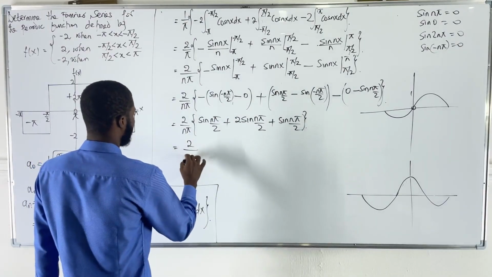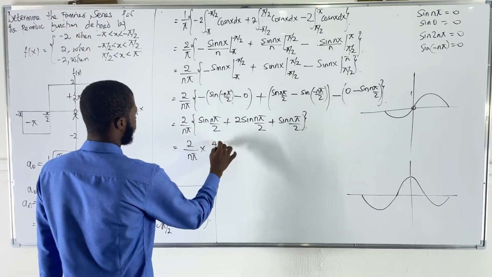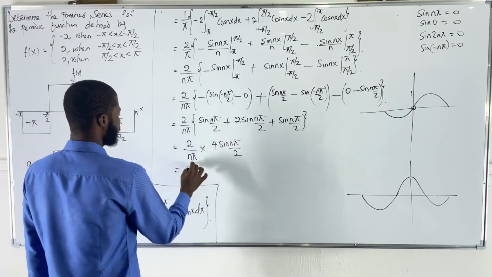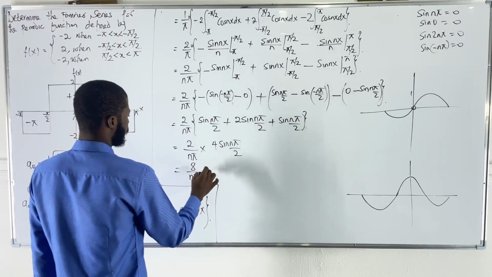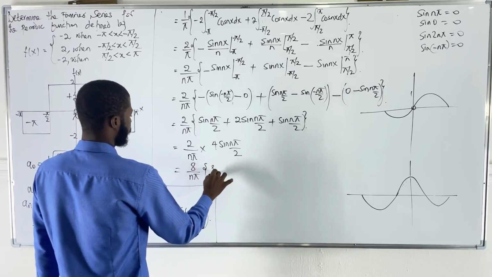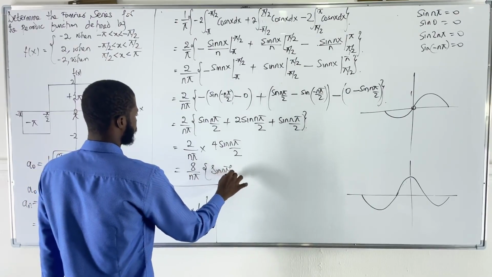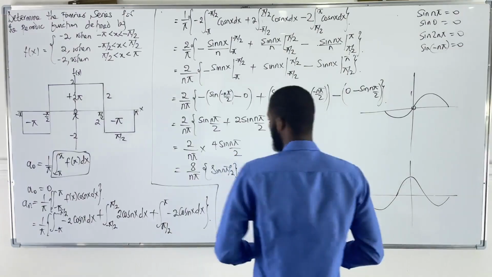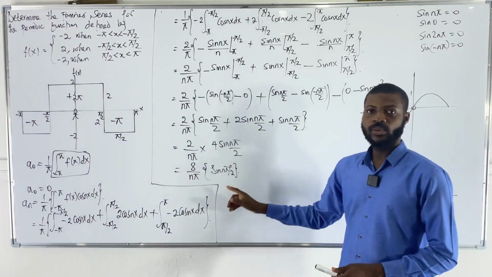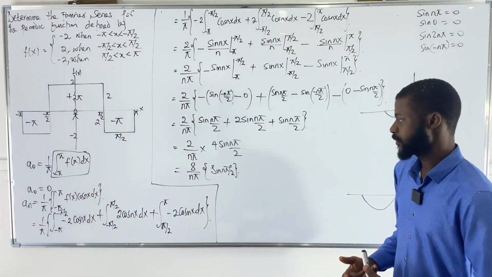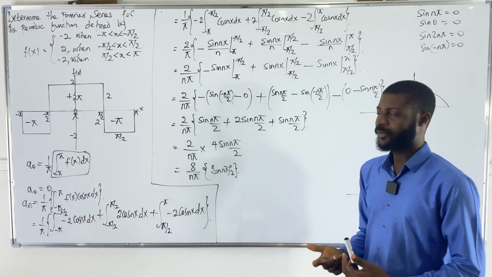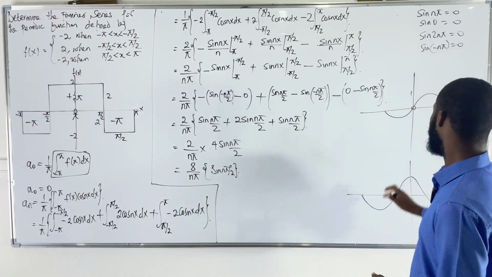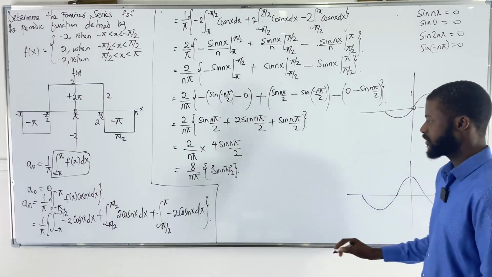So this is 2 over n pi times 4 sine n pi over 2. So this is 8 over n pi into sine n pi over 2. Good. That's what we have. Now, this sine n pi over 2 has its own special value also. That's a special behavior. So I want to leave these graphs here. There's a reason for that.